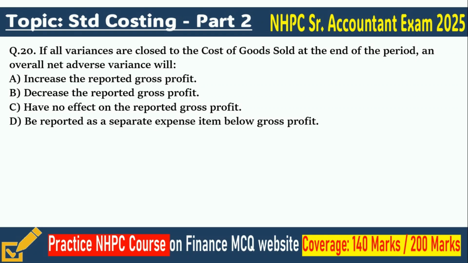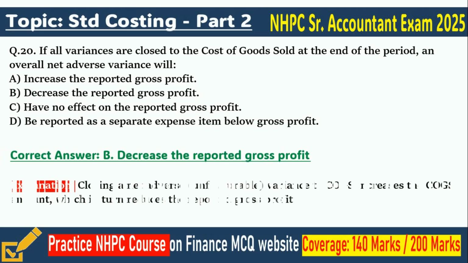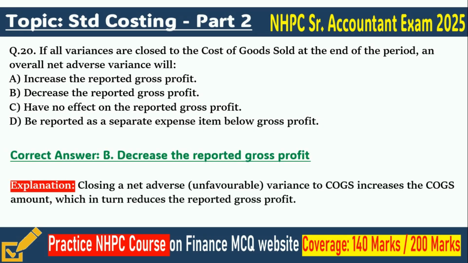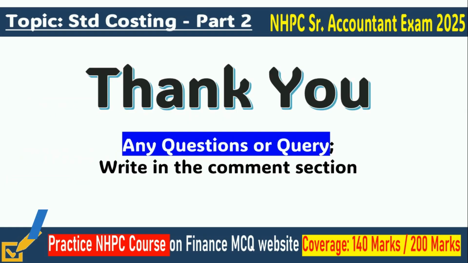Friends, here the correct answer is option B, which says decrease the reported gross profit. So, friends, closing a net adverse unfavorable variance to COGS increases the COGS amount, which in turn reduces the reported gross profit.